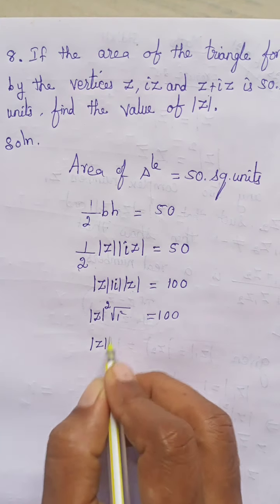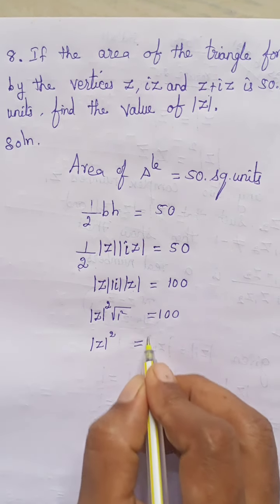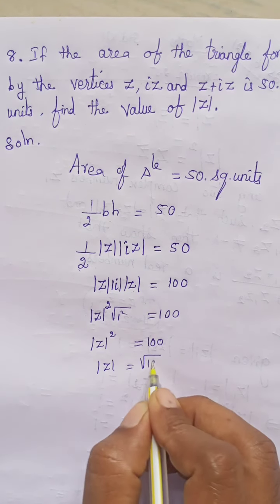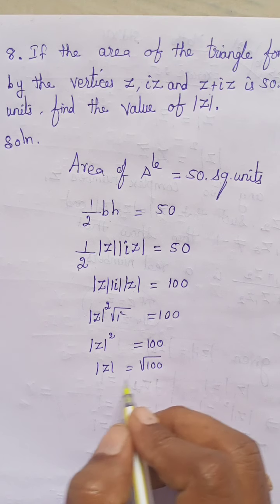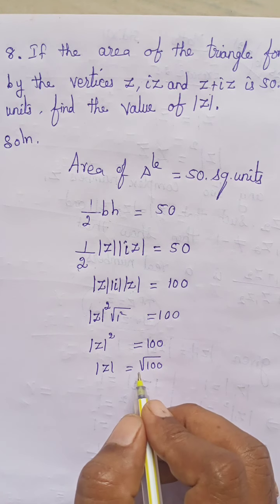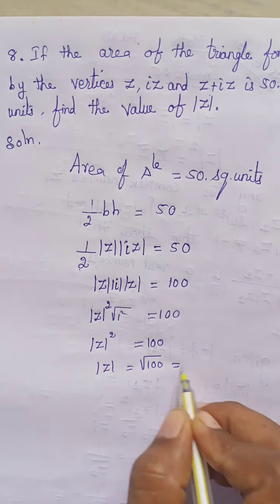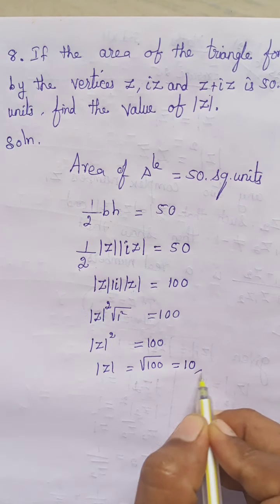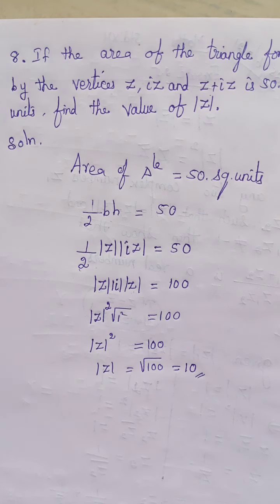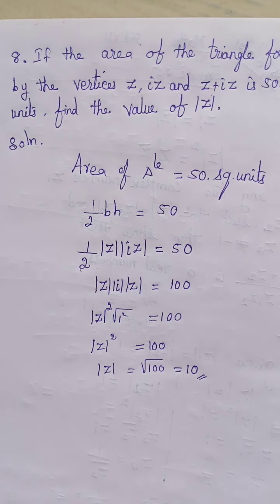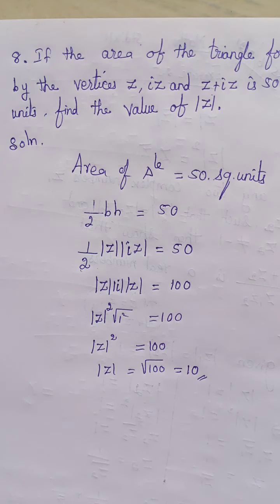We know that root 1 square is 1. So now I can write modulus Z is equal to square root of 100. Modulus Z means always it will be positive, isn't it? That is why I did not give plus or minus. So root 100 is 10. Therefore the value of modulus Z is 10. Is that clear? Before going to the problem number 9, we have to do an example.